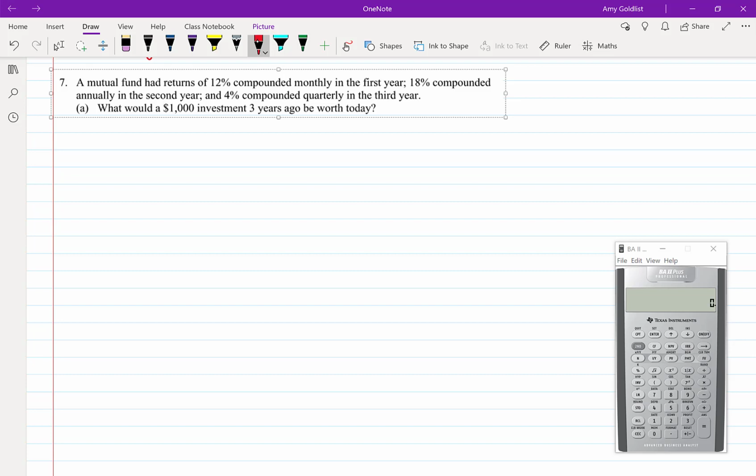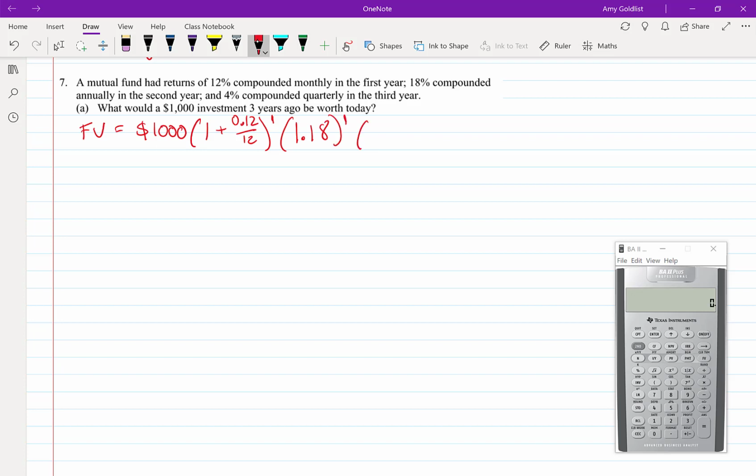I'm going to confess I'm a big fan of algebra, so I would probably write this out algebraically. Well, I started with 1,000. Then I have 1 plus 12% over 12, first year to the power of 1, multiplied by 1.18 because it's annual, and then 1 plus 0.04 divided by 4 quarterly for the third year. Sorry, this is 12 because it was for 12 months. That's the way I would think to do this in my head, and I would get the right answer.